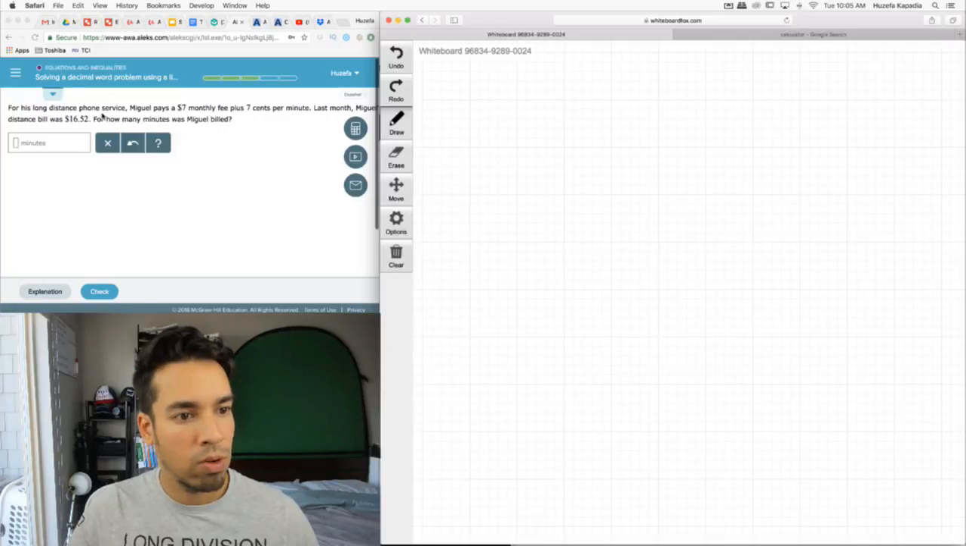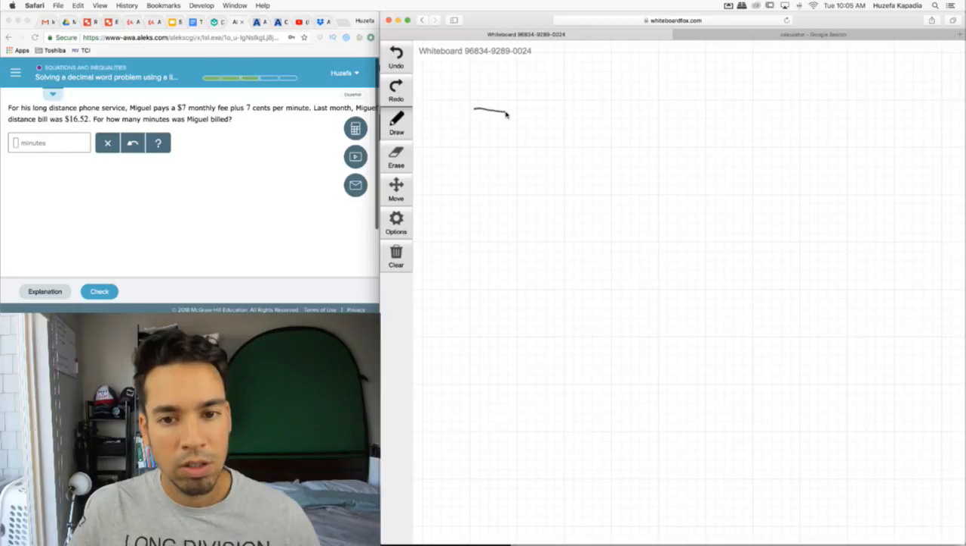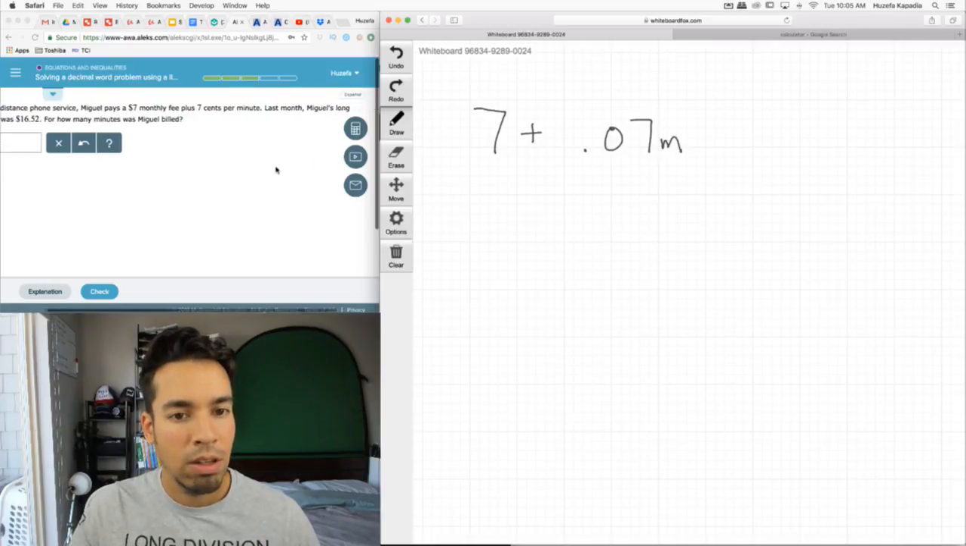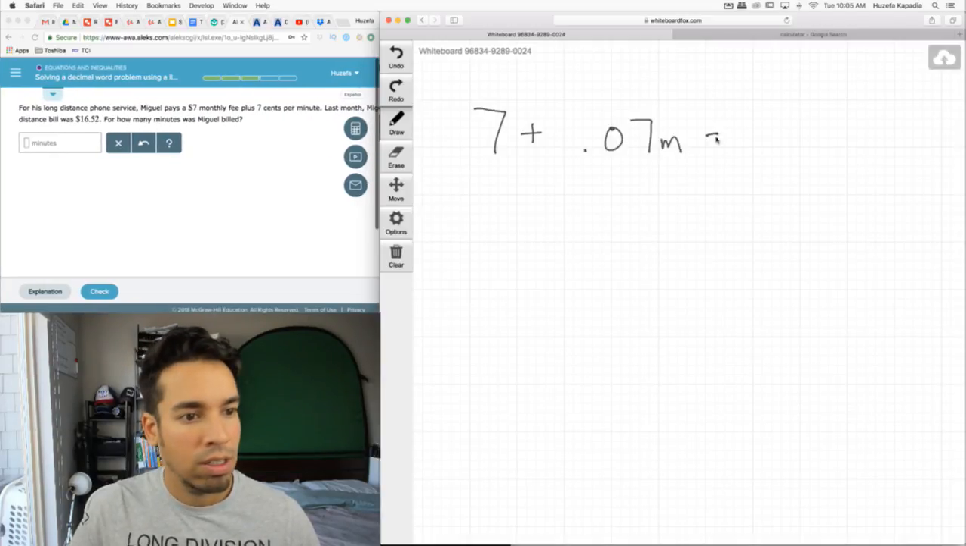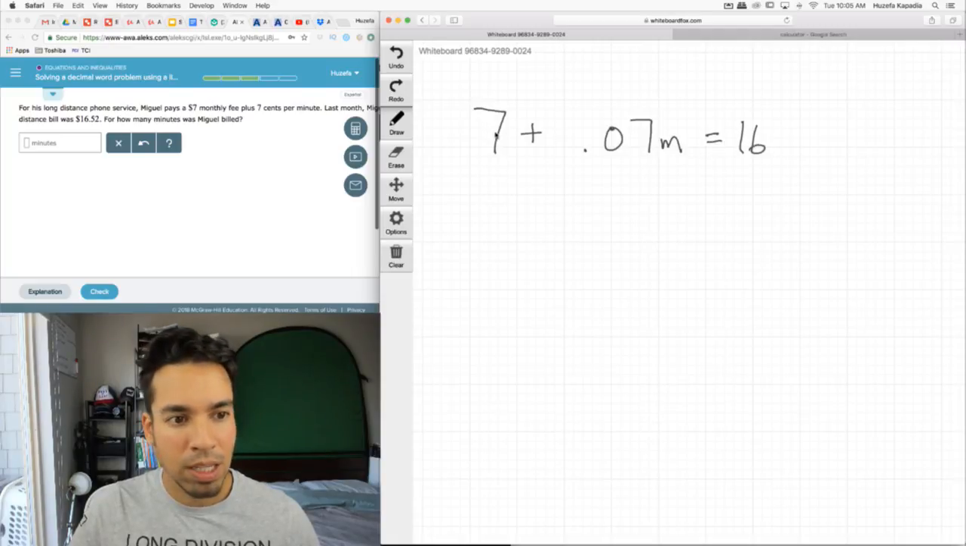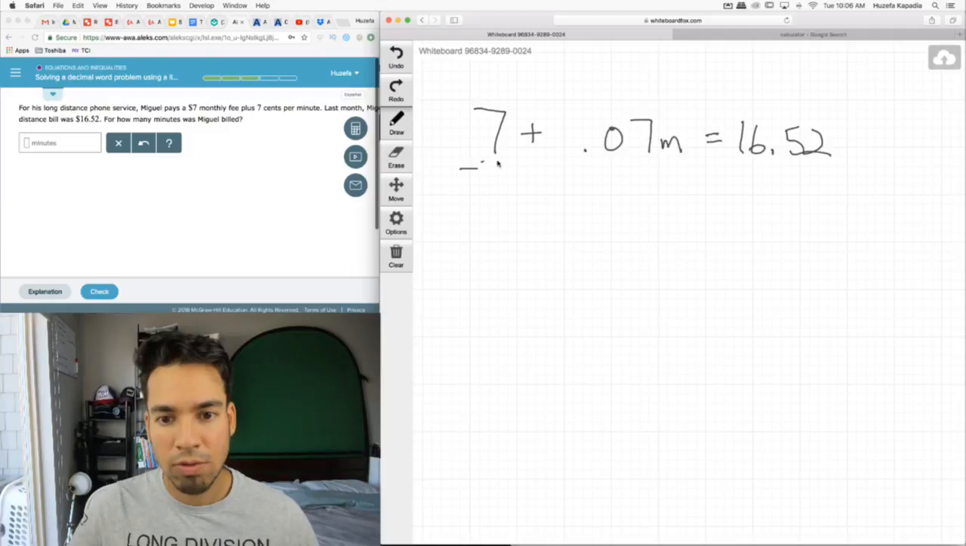Next, for his long distance phone service, Miguel pays a $7 monthly fee. So each month he pays $7 flat plus 7 cents. Make sure not to write 7, but put this in dollars, 0.07, per minute, so 0.07 times each minute. Last month, Miguel's long distance bill was $16.52, meaning the monthly fee plus the cents per minute totaled up to be $16.52. And how many minutes was he billed? What was M?